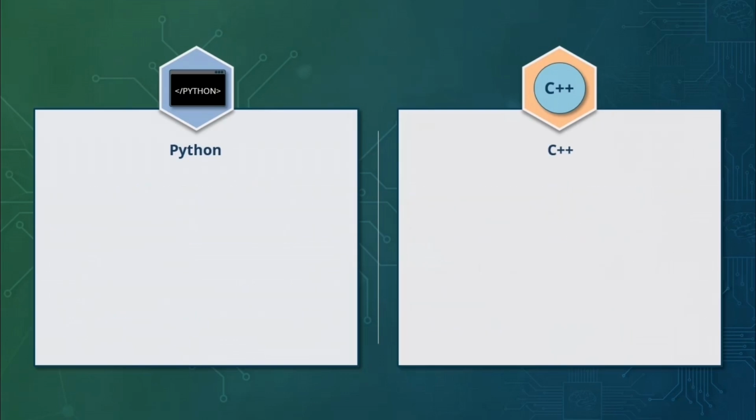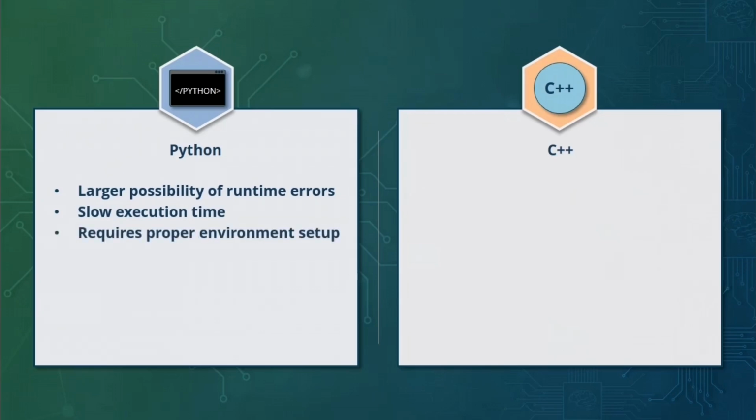Now let's see some disadvantages of both. Since Python is an interpreted language, there is a possibility of getting high runtime errors. Python code execution is slower because the code is interpreted at runtime instead of being compiled to native code during compile time. One of the restrictions of Python is that it is version specific and environment specific, so a correct environment setup is important before the program can be run.